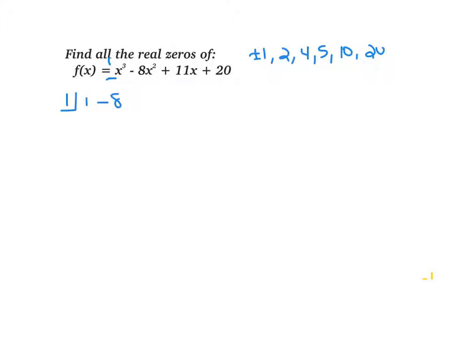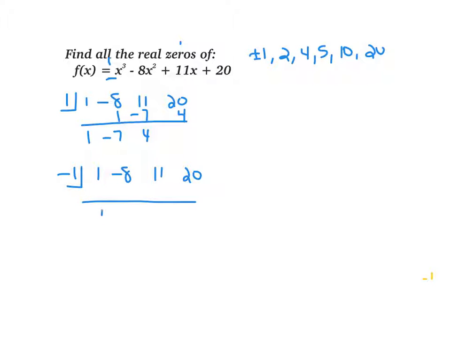I'll go 1, negative 8, 11, 20. The way you will know if it works is if you get 0, because it's called a zero. Bring the 1 down. 1 times 1 is 1. Add, multiply, add, multiply. I'm not going to get 0 right there. So let's try negative 1. I'm going to put negative 1 here and go 1, negative 8, 11, 20. Bring the 1 down. 1 times negative 1 is negative 1. Add, that's negative 9. Multiply, that's 9. Add, 20. Multiply, negative 20. That does give me 0, so there's one of my answers right there.